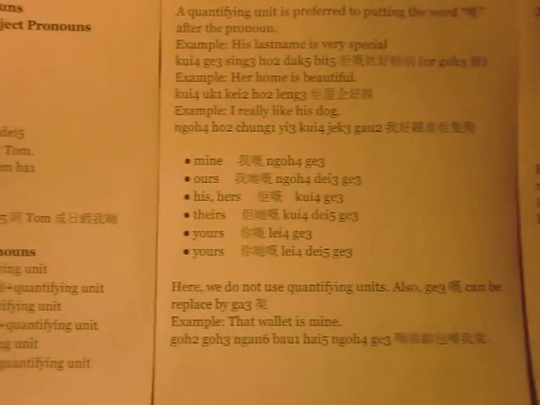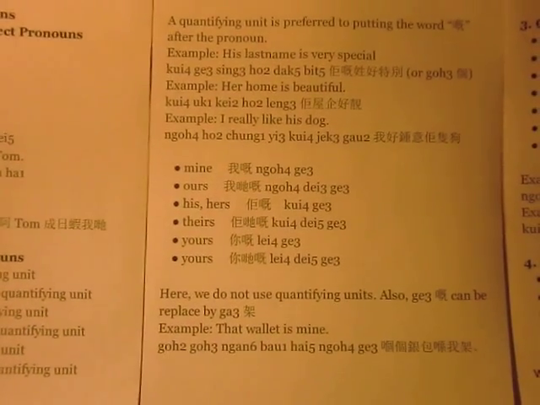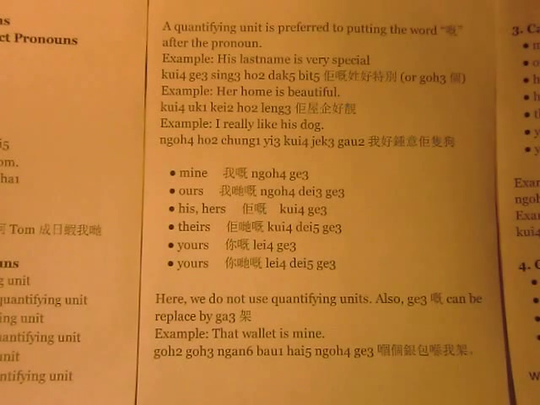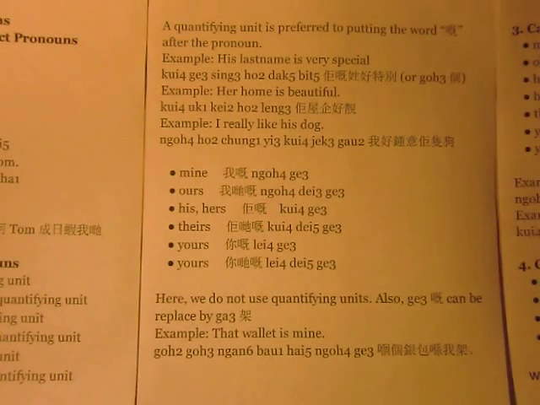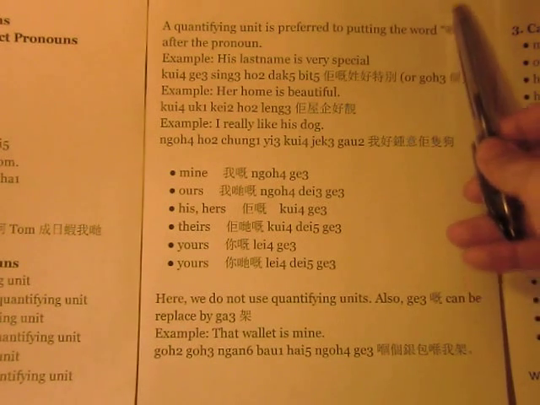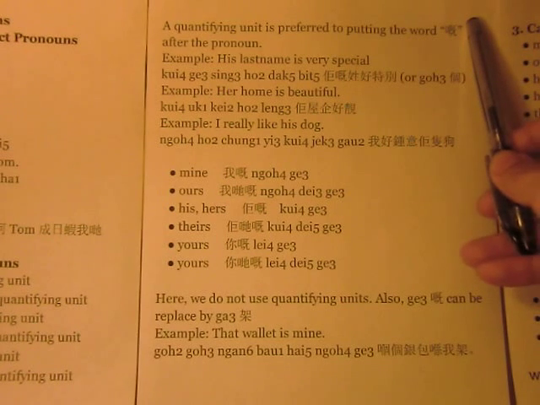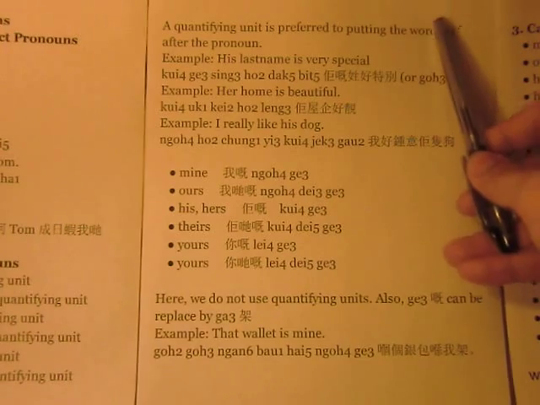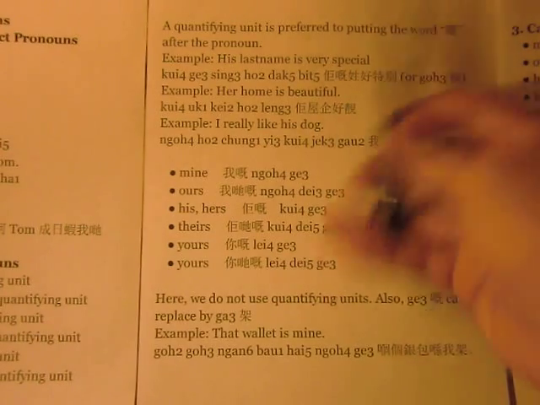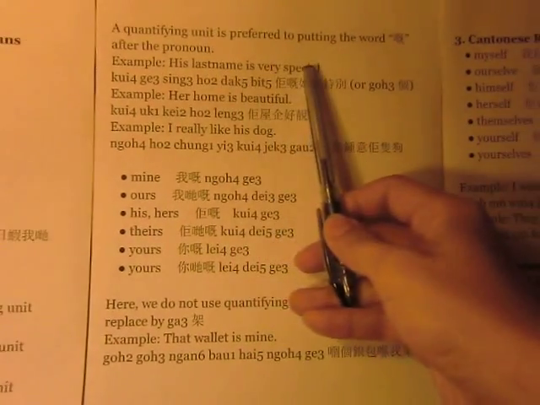Or sometimes we can use the word 嘅, ge. So instead of using the quantifying unit, we can use ge. Right? But ge is not really suggested most of the time because the word ge oftentimes can be omitted. Right? So in other words, we either use the quantifying unit or we use ge, but then we can even omit ge. Right? So for example, his last name is very special.